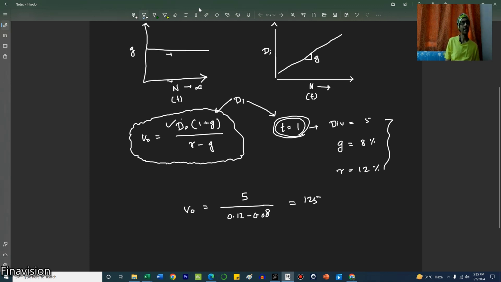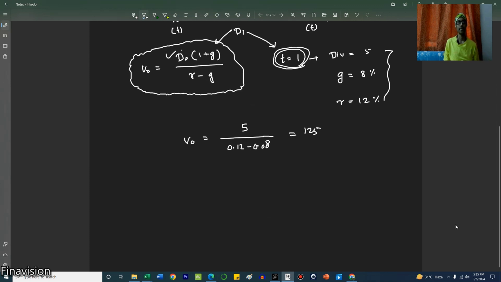Now, if instead of t is equal to 1, we had written t is equal to 0, let's take another example here. Let's say at t is equal to 0, the dividend D0 is $10. The growth rate is for perpetuity 10% and the required rate is 15%. Let's say this is our problem at hand. Now what should we do?